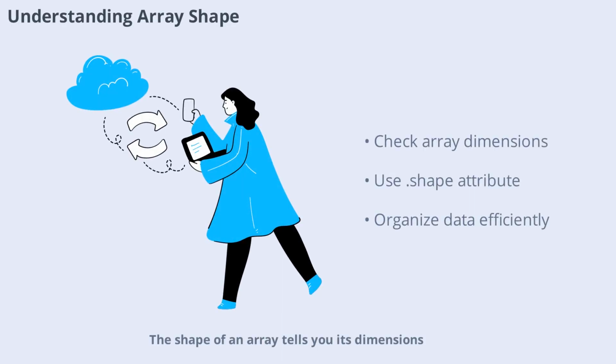The shape of an array tells you its dimensions, such as how many rows and columns it has. In NumPy, you can check the shape of an array using the shape attribute. This is especially important when working with multidimensional data like matrices or tables. Knowing the shape helps you organize and manipulate your data more effectively, ensuring your calculations are accurate.